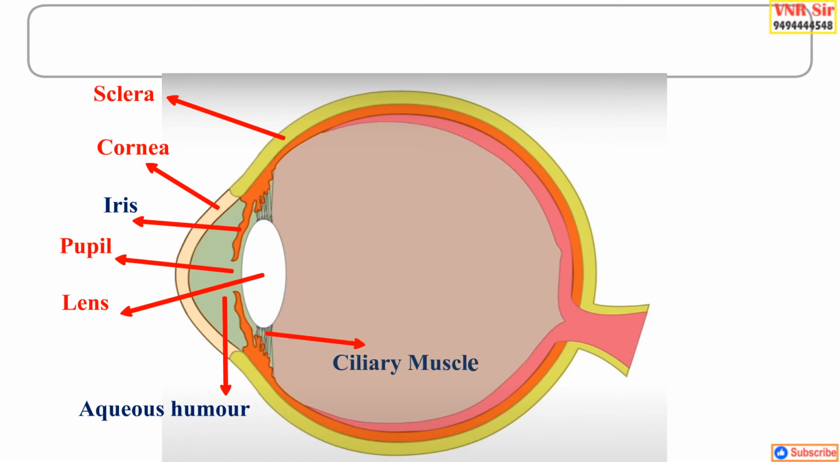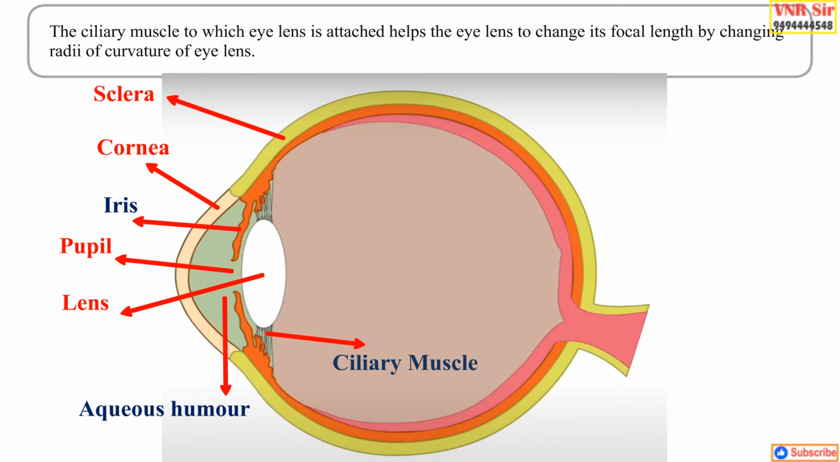Another part is the ciliary muscle. The ciliary muscle, to which the eye lens is attached, helps the eye lens to change its focal length by changing the radii of curvature of the eye lens.